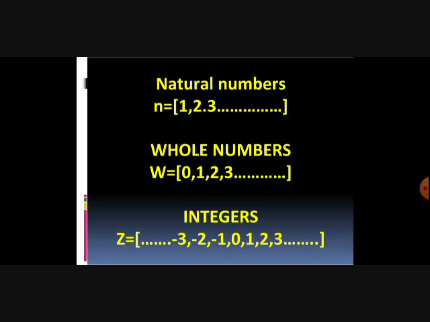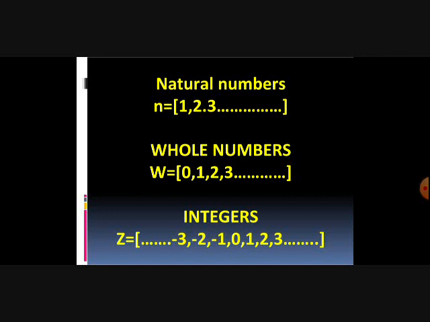Like in 5th standard, you have learned counting numbers called natural numbers. So a set of numbers starting from 1 to infinity is called natural numbers and it is denoted by capital N. Then in 6th class, you have learned whole numbers, which is a set of numbers starting from 0 to infinity and it is denoted by capital W.